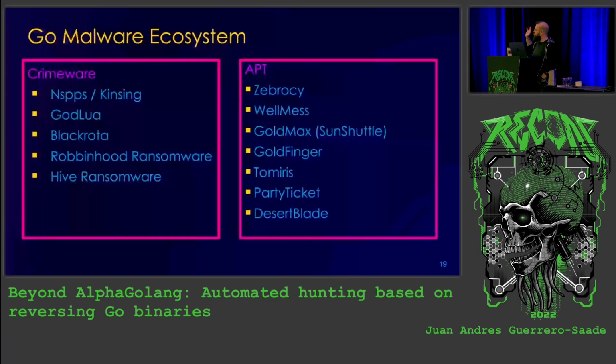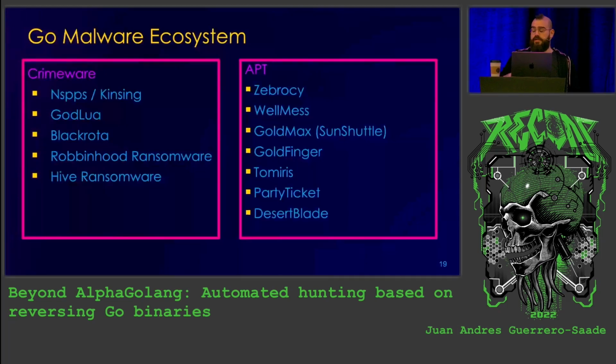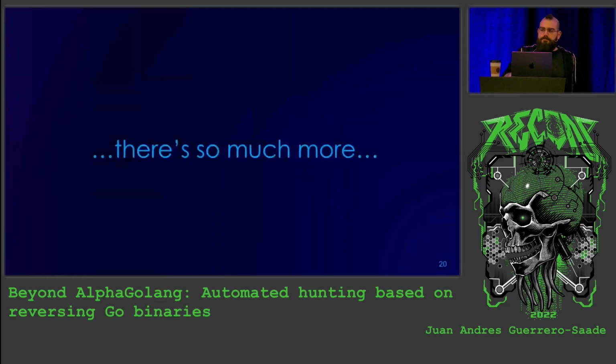So real quick, if you're looking for things to look at, there's plenty of crimeware with colorful names, not quite as good as David's presentation, but some names there. And then plenty of APTs, particularly a lot of Russian APTs if you look at this list. The middle three, Goldmax, Goldfinger, Tomaris, are all related to Nobelium, which was SolarWinds and all that wonderful stuff. And then Party Ticket and Desert Blade were some of the components that we've been dealing with in the Russian invasion of Ukraine. Desert Blade in particular is a really recent wiper they've been using. So there's that, but there's so much more.